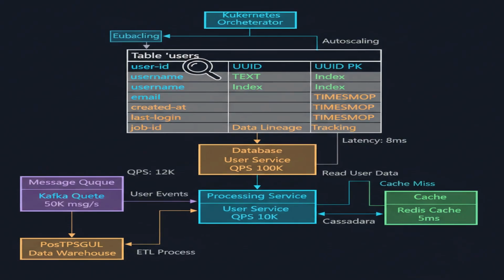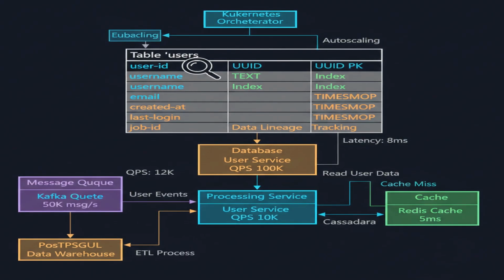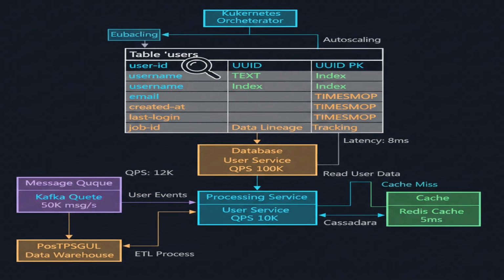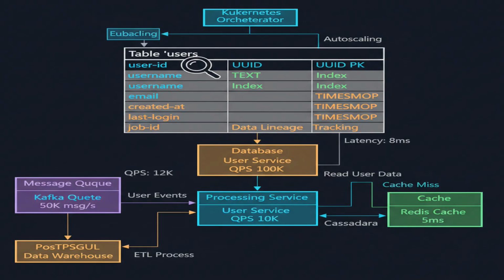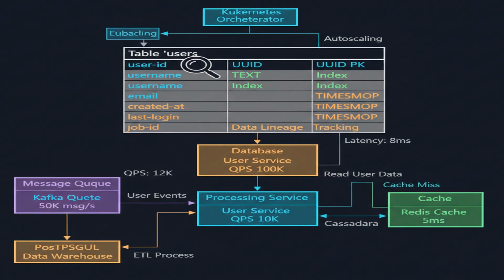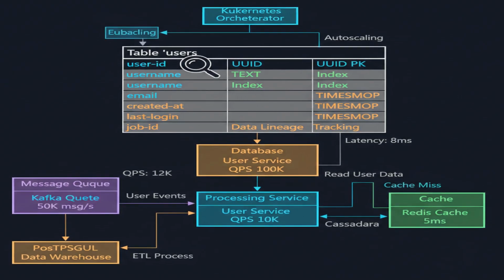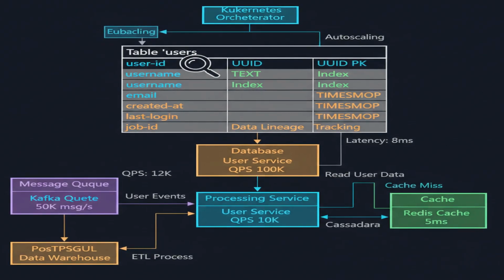A sample schema. Create table users: user ID, UUID, primary key, username text, email text, created at timestamp, last login timestamp. We index username and email for faster queries. Data lineage tracking is crucial. We'll add job ID to track data transformations. We also need audit fields like created at and last login for monitoring and debugging.